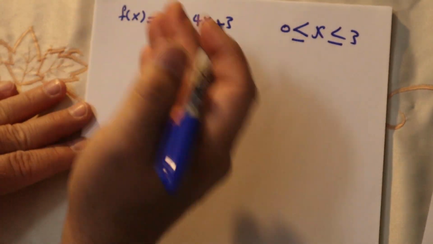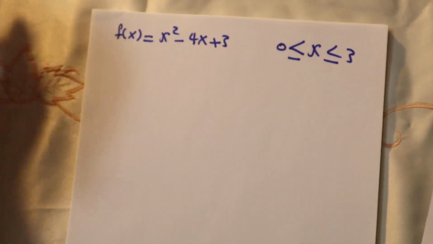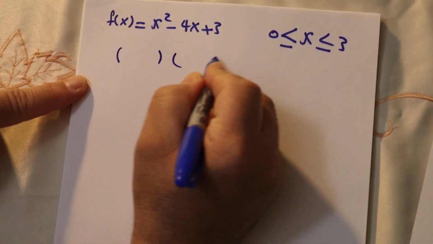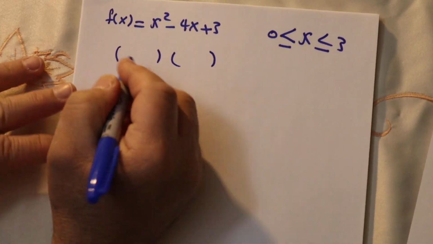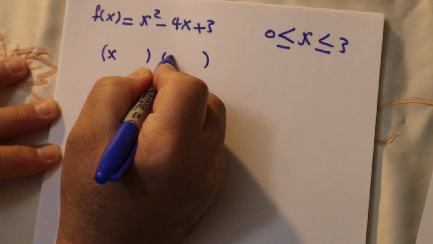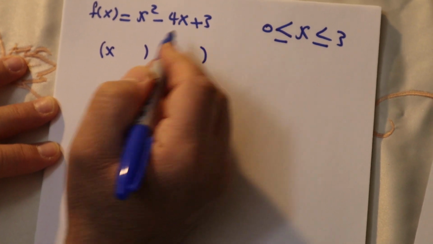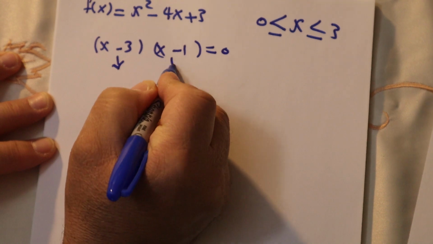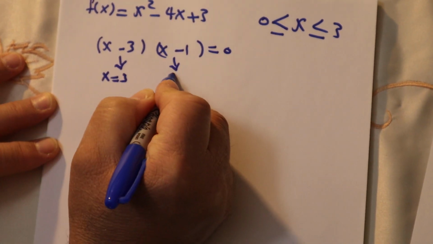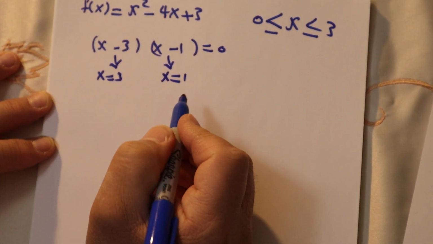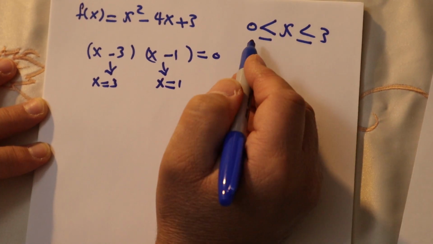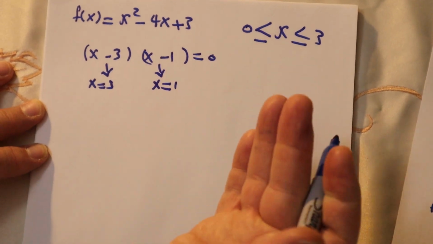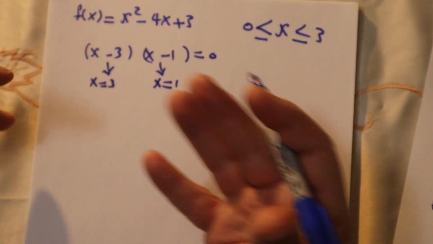If you analyze this function, it is a quadratic function, and you could factor it to find the zeros and bounds. x squared is x times x, and for 3, positive 3 will be negative 3 times negative 1. So the zeros will be x equals 3 and x equals 1. But looking at this interval from 0 to 3, we're missing the part from 0 to 1. So we need to look at how the function looks.